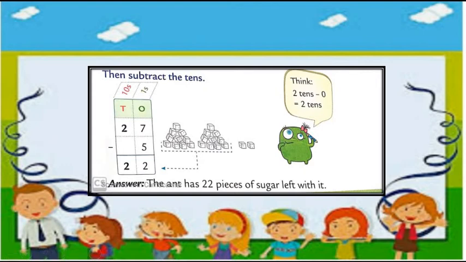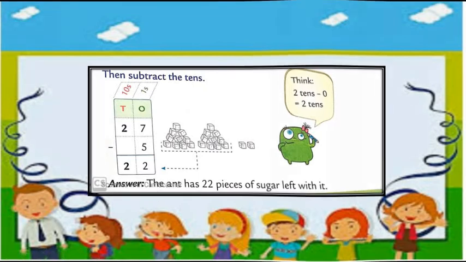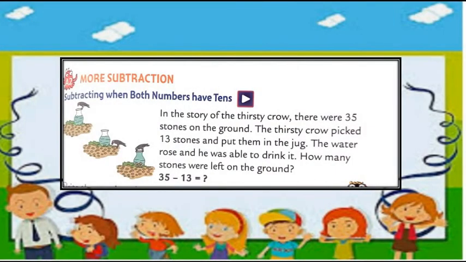Till here we have completed all the understanding, explanation as well as exercises of the previous lecture. Let's move towards something new. More subtraction. Subtracting when both numbers have tens. Till now, what did we understand? We learned how to subtract a single digit from a double digit. But what happens when both numbers have tens? Let's see.